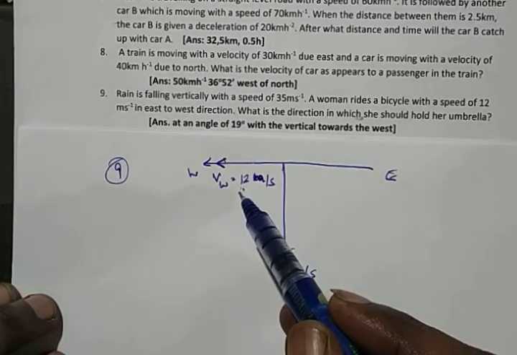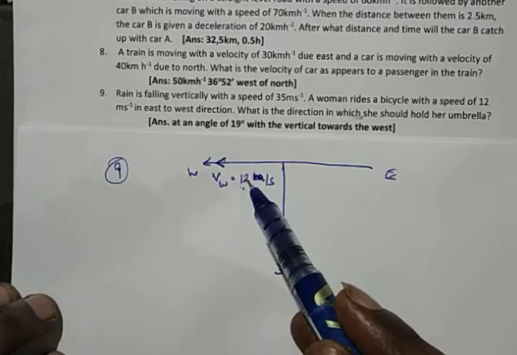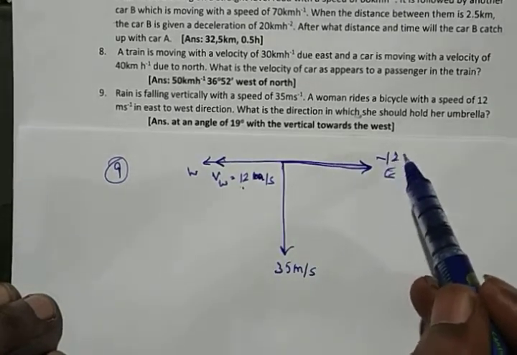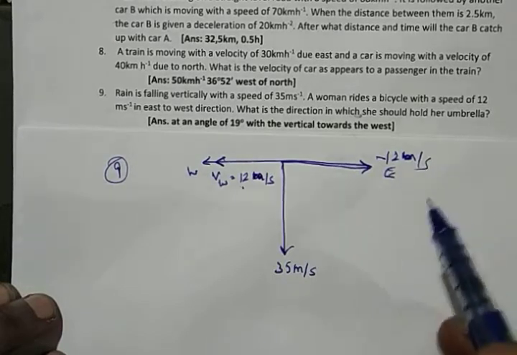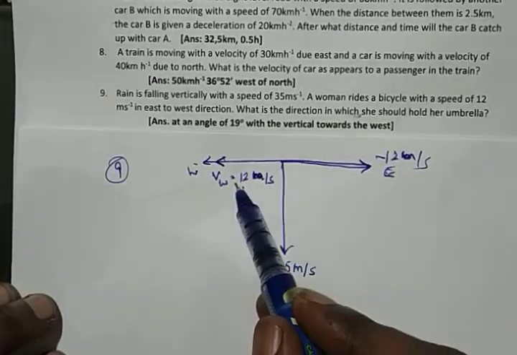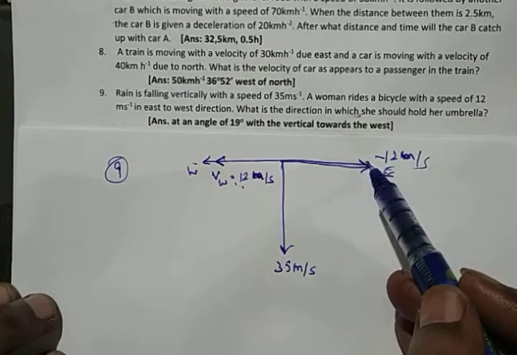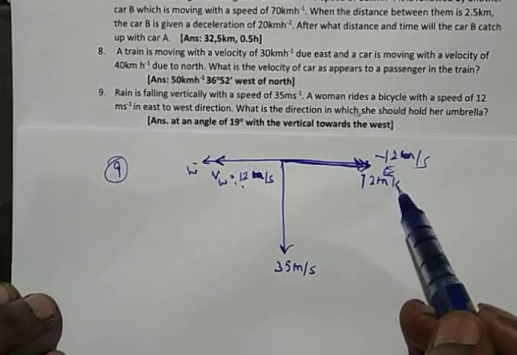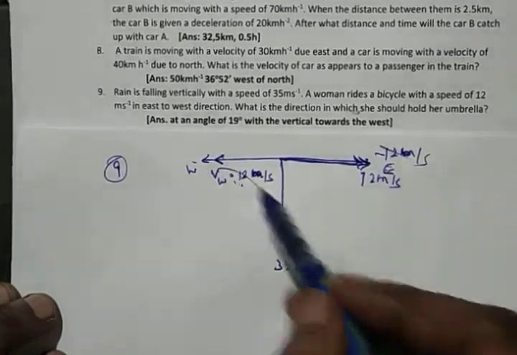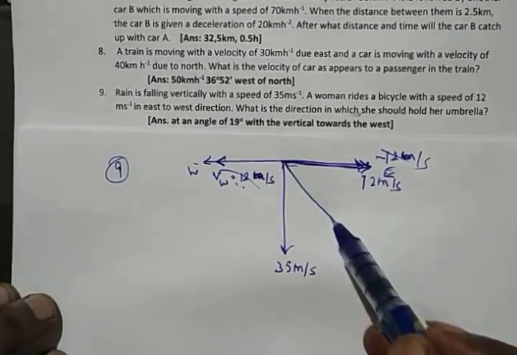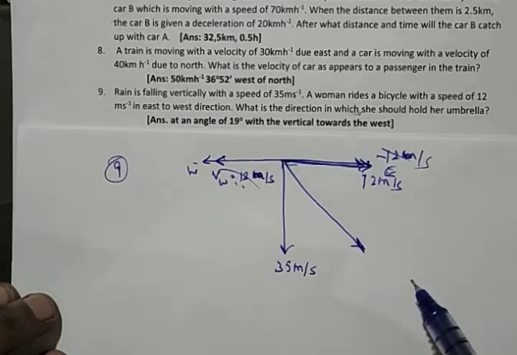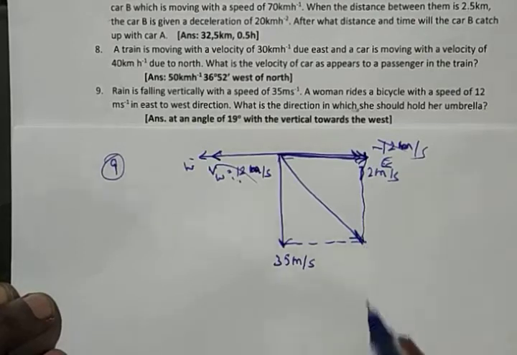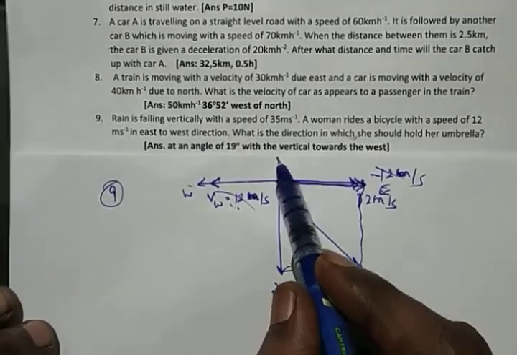Put her into rest by imposing opposite velocity against her. So put here minus 12 meters per second. One time you need to put for her itself, another time you need to put once again for the rain. So we are again putting 12 meters per second. So this one gets cancelled out. So you get here the rest of the velocity, a resultant. This will be the resultant.